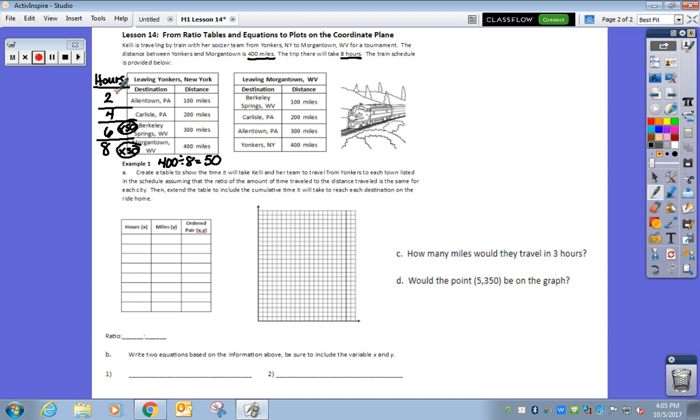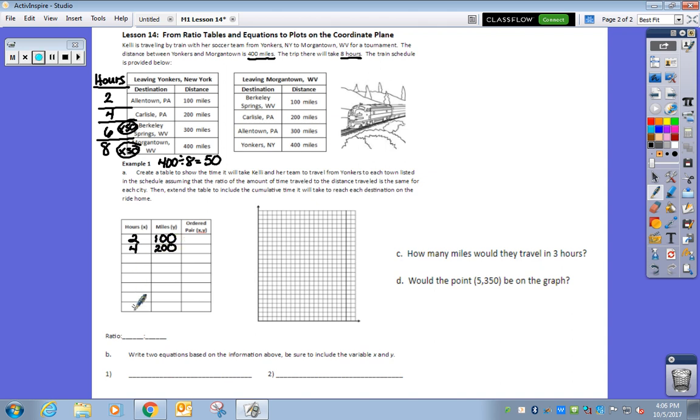So now it says to create a table to show the time it will take Kelly and her team to travel from Yonkers to each town listed in the schedule, assuming that the ratio of the amount of time traveled to the distance traveled is the same for each city. Then extend the table to include the cumulative time it will take to reach each destination on the ride home. So basically they're just asking us to repeat what we've already done up here. So 2 hours is how long it took to go 100 miles. 4 hours was the 200 miles.